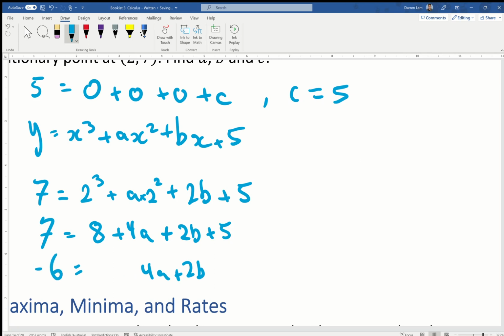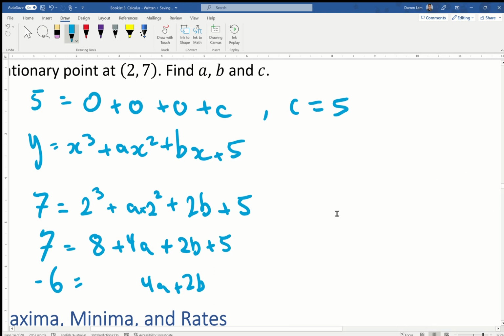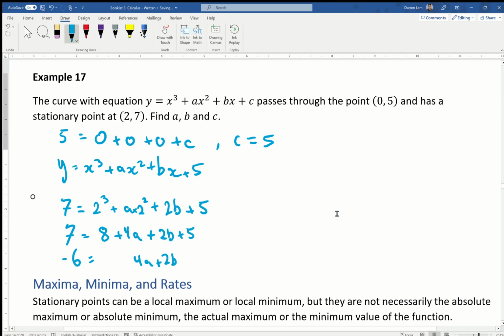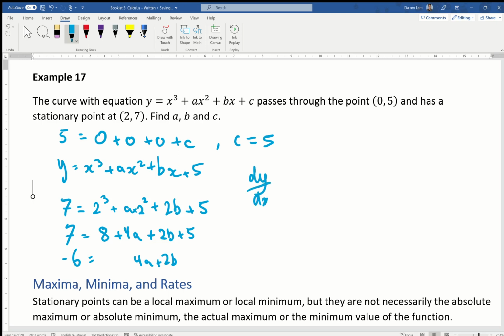Don't blindly listen to me, please. Just tell me when I'm wrong, yeah? All right, let's keep going. So we've got that function. The other thing I'm going to do is it says there's a stationary point at 2, 7. So I need my second equation from the second bit of information. Therefore, I'm going to find my derivative, dy dx equals 3x squared plus 2ax plus b.